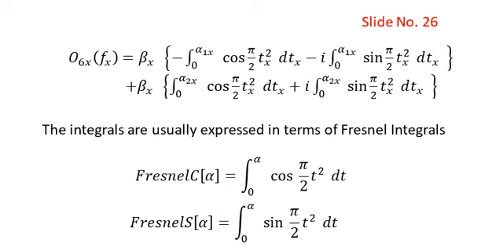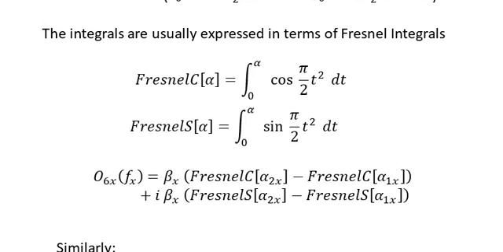Now, because these integrals cannot be solved analytically and can be solved only numerically, we are going to introduce them as the Fresnel integrals. So Fresnel C of alpha is equal to the integral from 0 to alpha of cos of pi by 2 t square dt. If the integrand is cos of pi by 2 t square with the limits from 0 to alpha, then in the Fresnel expression we represent only the upper limit, which is alpha. The next one is the sine integral, and we represent it as Fresnel S, with the upper limit alpha. So we have shown the upper limit only.